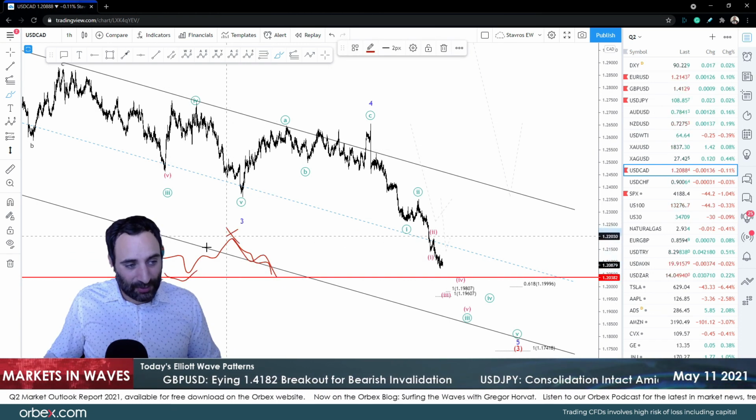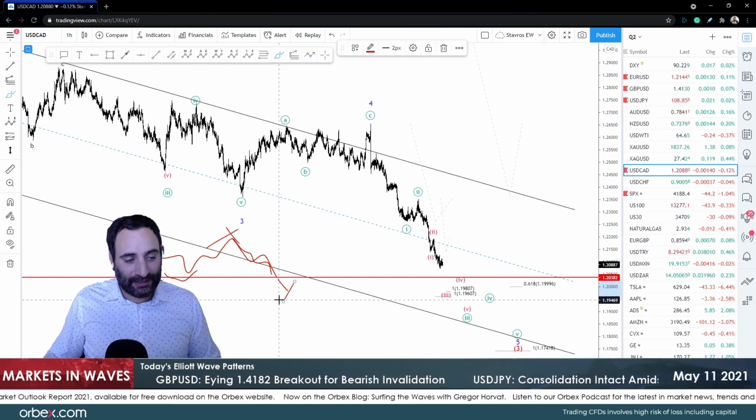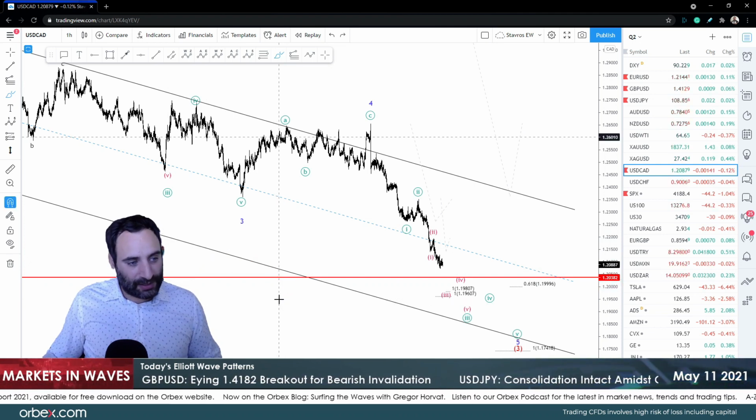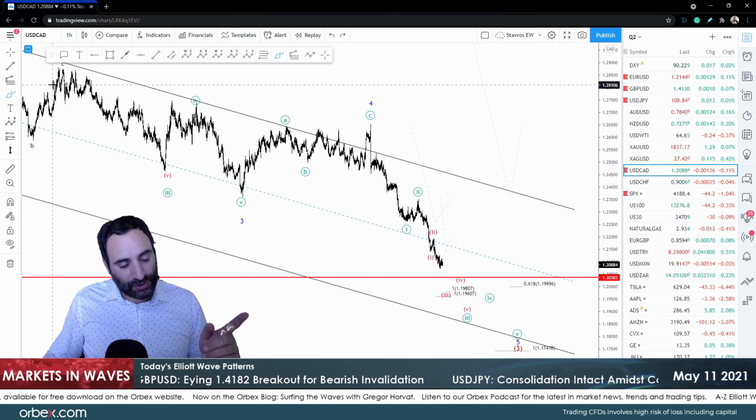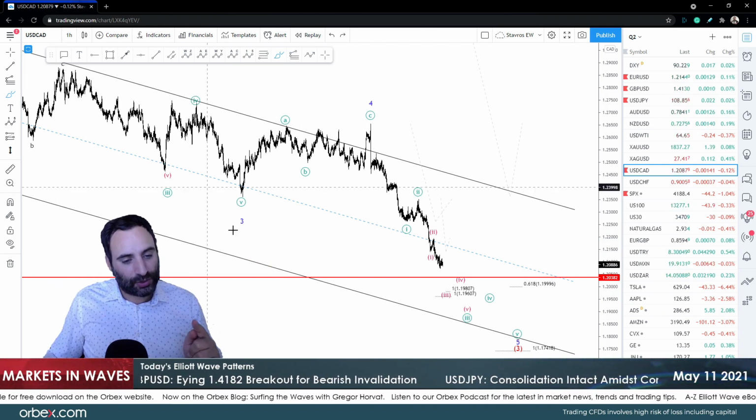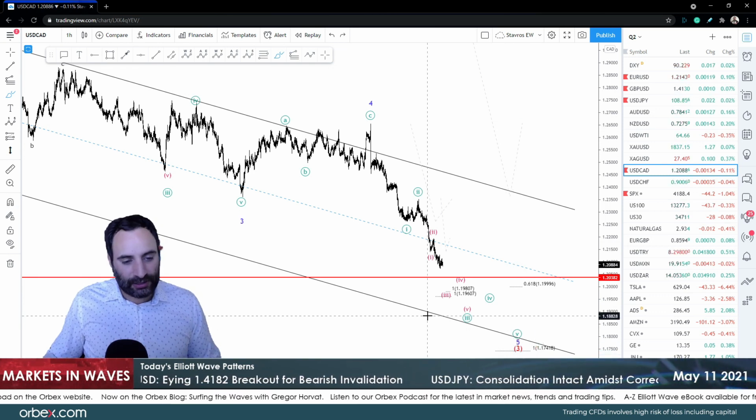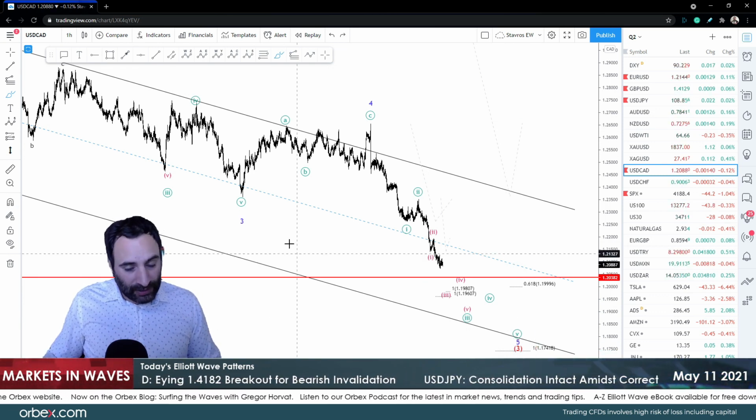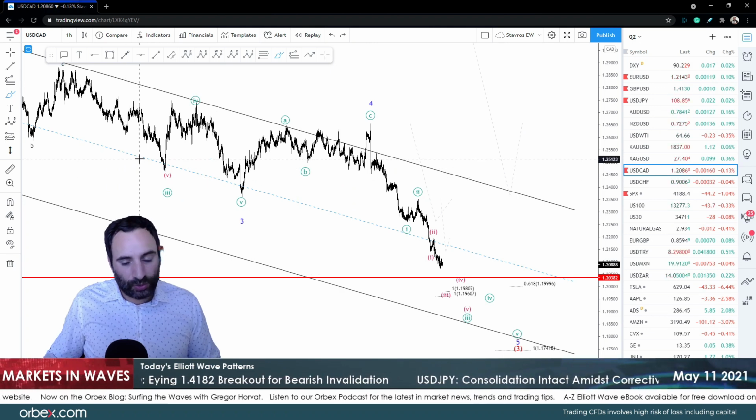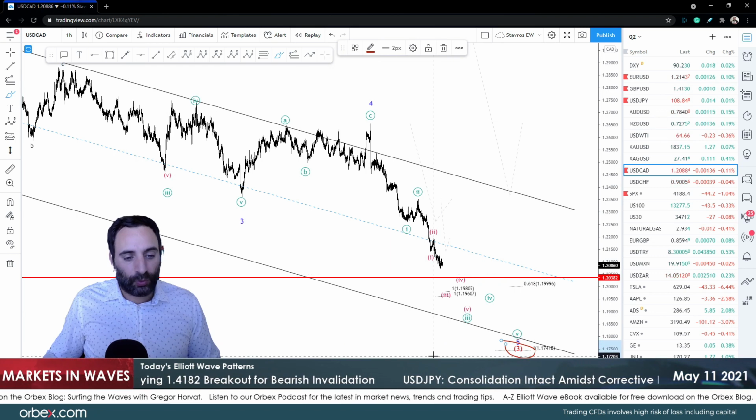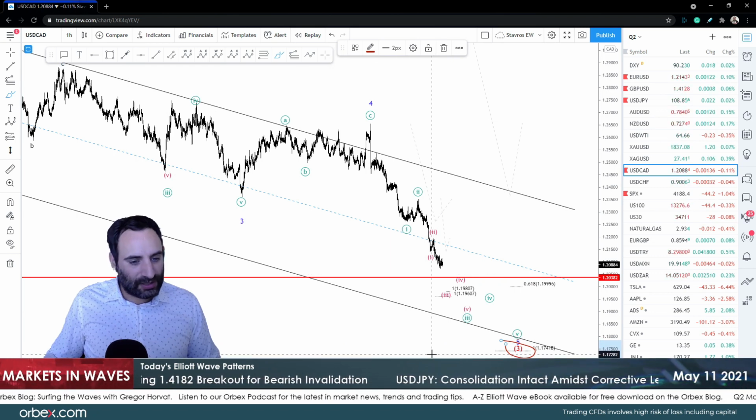So it will be a W, X, and Y. It wouldn't be a flat any longer, which means I'm going to have to change all the downside leg, 1, 2, 3, 4, and 5, 3 is over here, to an ABC. So A would be where wave 1 is, 2 would be where wave 2 is, and C would be where wave 3 is.